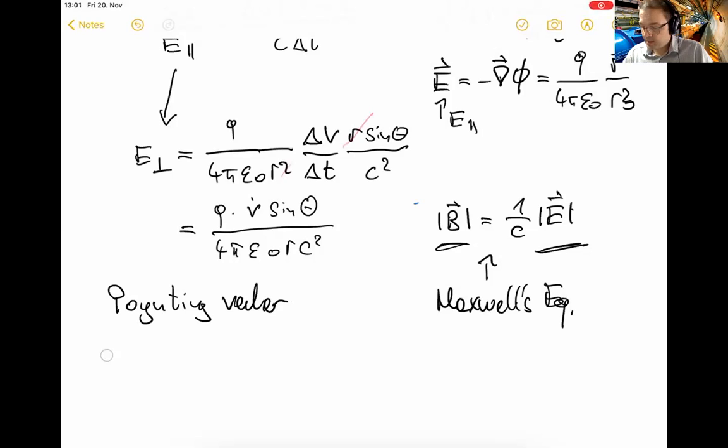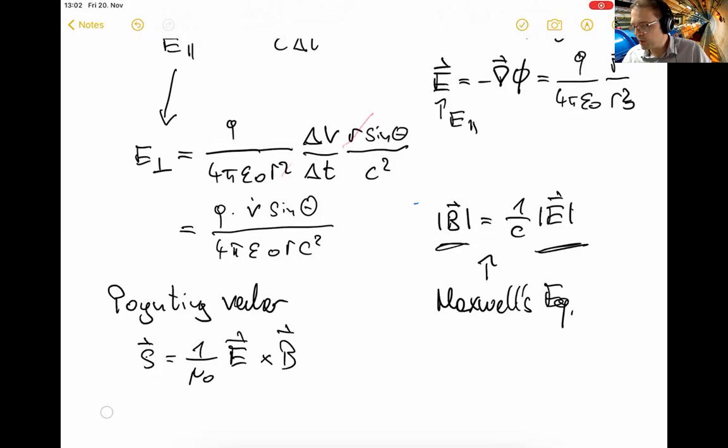In SI units again, it is defined as 1 over mu 0, which is, I think, I forgot, I think 4 pi times 10 to the minus 7. I'll write it down later. It's a long time since I looked at mu 0. So the Poynting vector is just E cross B times 1 over mu 0.